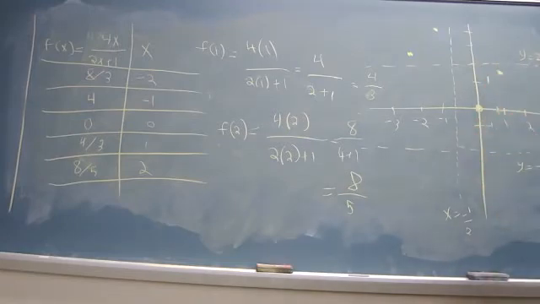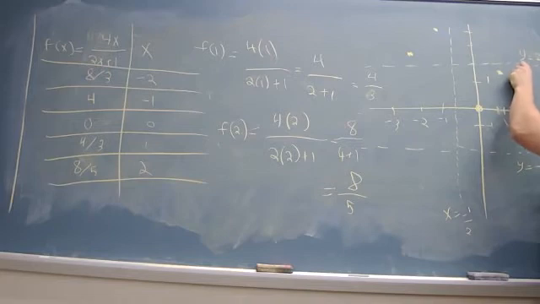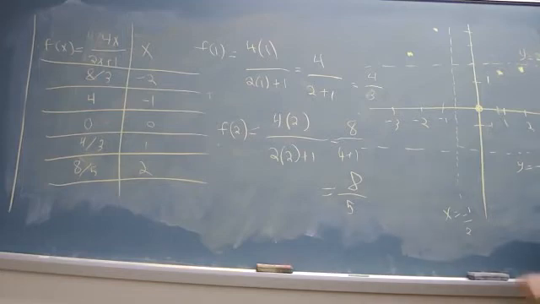I go to 2, I find 8 over 5. It can go in a little bit. It's over 1. It's almost at 2, but not quite. And what you do is you connect the dots.